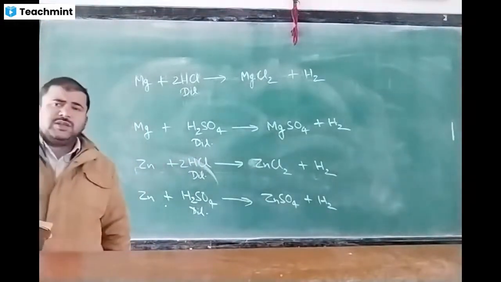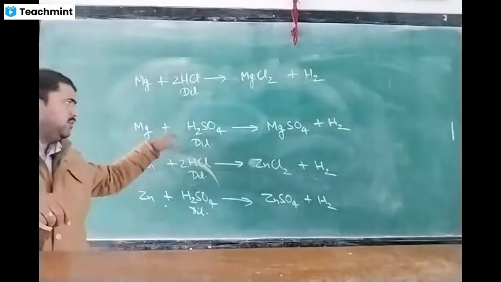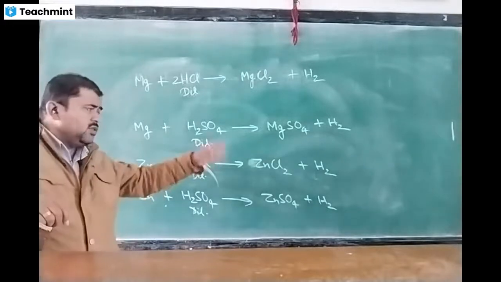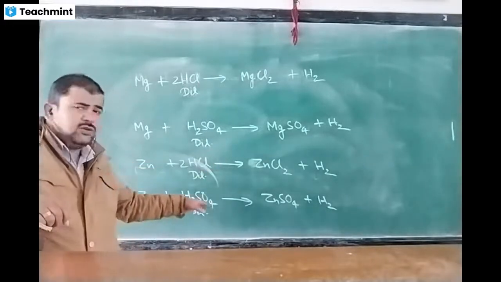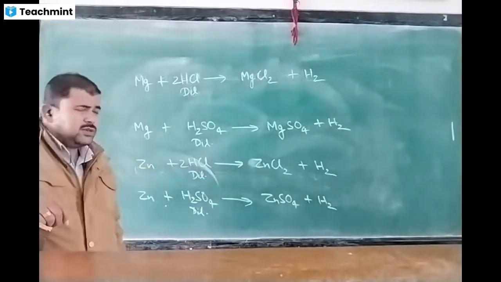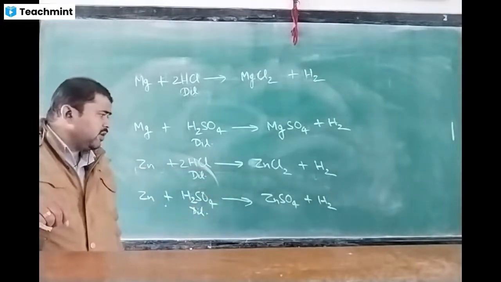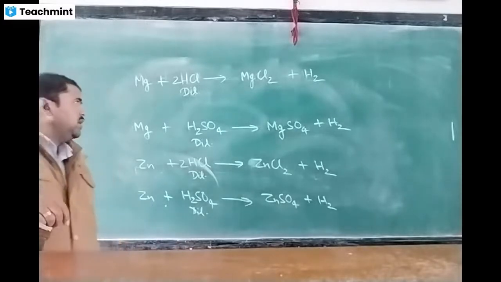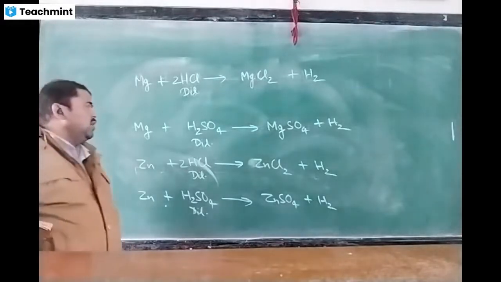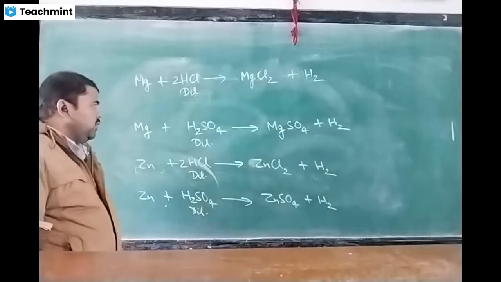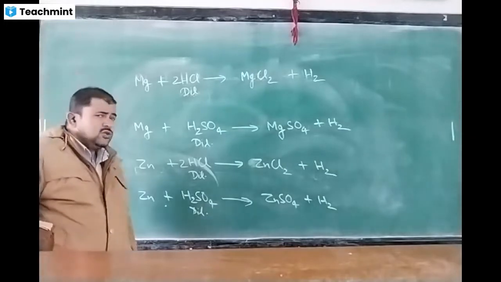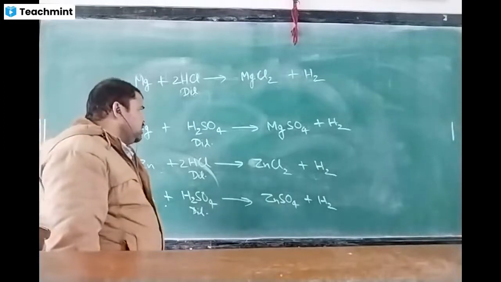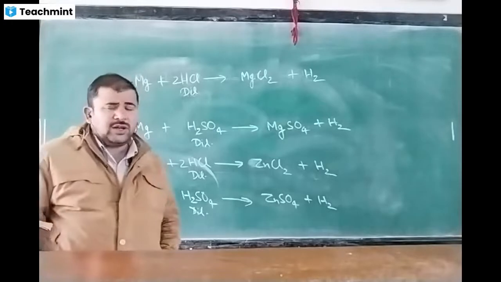So here magnesium reacts with HCl, giving magnesium chloride plus hydrogen gas; magnesium reacts with dilute H2SO4, giving magnesium sulfate plus hydrogen gas; zinc reacts with HCl, giving zinc chloride plus hydrogen gas; zinc reacts with dilute H2SO4, giving ZnSO4, zinc sulfate, plus hydrogen gas. So these are the reactions, and if we take aluminum, in the same manner it reacts with HCl to give aluminum chloride plus hydrogen gas, and with dilute H2SO4 to give aluminum sulfate plus hydrogen gas. So we can see these are displacement reactions, where the respective metal displaces the hydrogen and we get the salt and hydrogen gas.